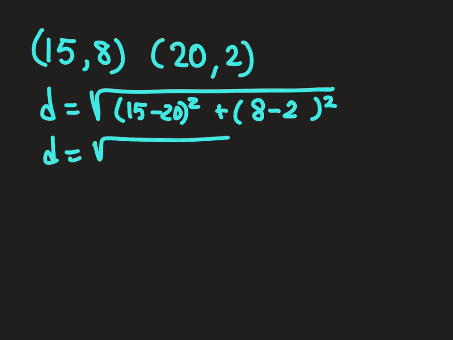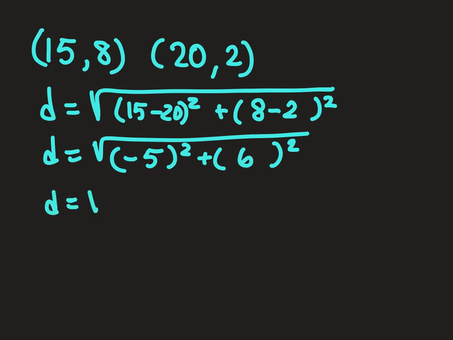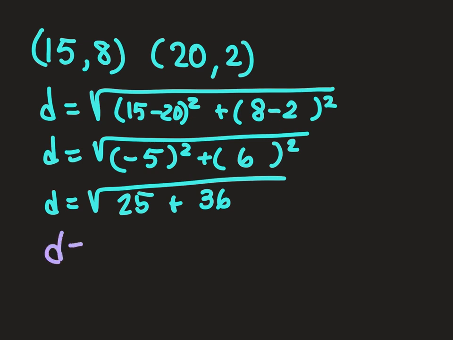Next line is going to say the square root of these answers. 15 minus 20 is negative 5. 8 minus 2 is 6. Next line is going to say the negative 5 squared answer and the 6 squared answer. So I have positive 25 plus 36. You finish it out and tell me your final answer. Type in your final answer. Well, the next line of work would say the square root of 61, final answer is 7.8.